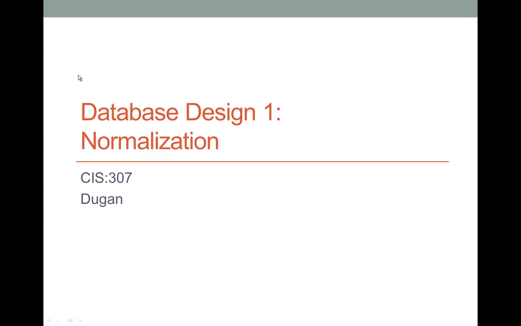This is Chapter 5, Database Design 1, Normalization. It's part of CIS 307 and it's part of the Iowa Community College Online Consortium, the ICCOC.